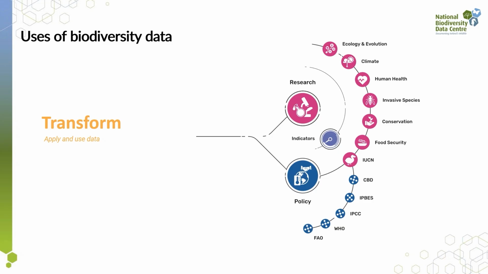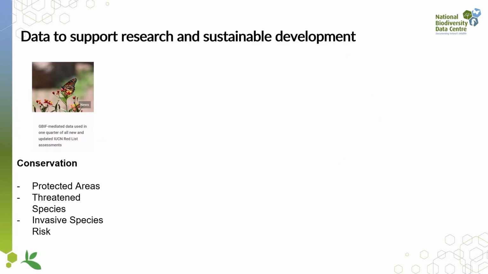And I'm going to go into a bit more detail on how data from the MBDC and through GBIF are actually used on a day-to-day basis. So as I said, once we've brought all this data together, it's important to show what we can learn from it and how we can use it to inform research and push for sustainable development. So data shared through the MBDC and GBIF supports conservation by helping to identify the most important sites for protected areas, and also by underpinning species risk assessments.